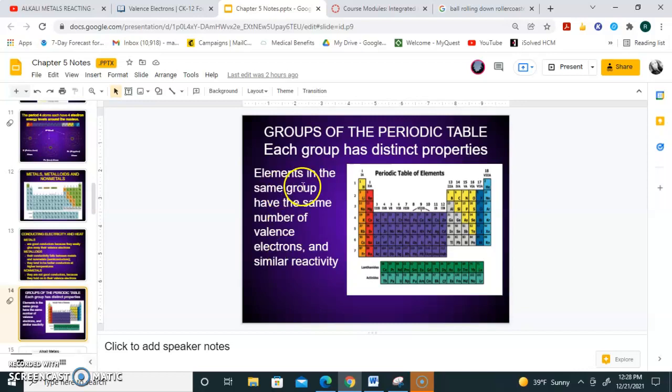Okay, so we're going to see that elements in the same group have the same number of valence electrons. As we know, that is the big idea behind these groups being the vertical columns: all elements in one group have the same number of valence electrons. And why is that important? Because that gives us an idea of the reactivity of these elements.